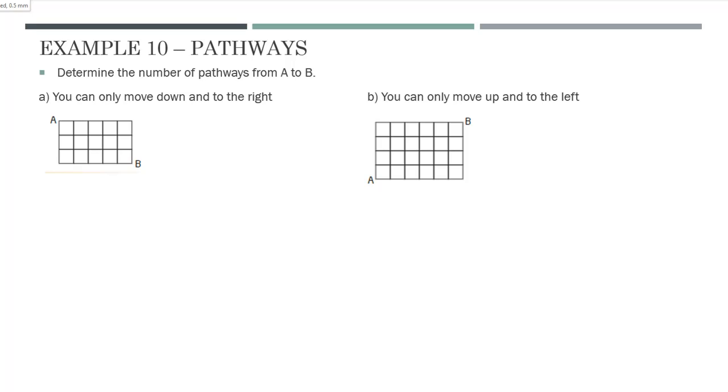So there's one more type of permutation question I want to look at, and that's pathways. To determine the number of pathways from A to B, you can only move down and to the right. And that's kind of the key to this. You're not allowed to double back.